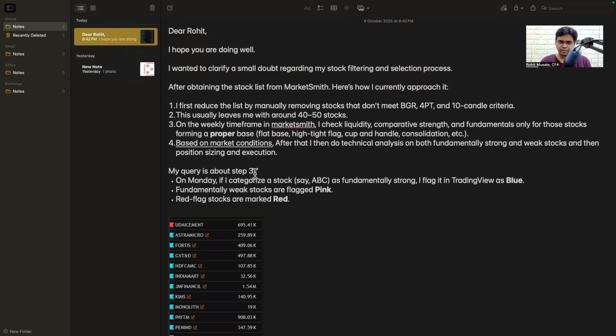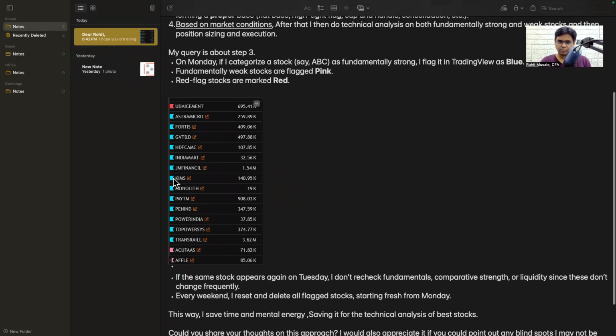My query is about step three. So he wants to talk about step three. On Monday, if I categorize a stock, say ABC, as fundamentally strong, I flag it in TradingView as blue. So blue means fundamentally strong. Fundamentally weak stocks are flagged pink. So weak are pink, and then red flag stocks are marked red.